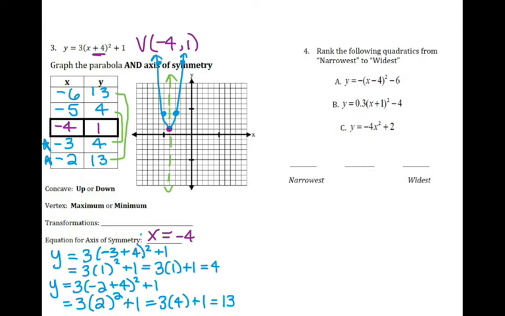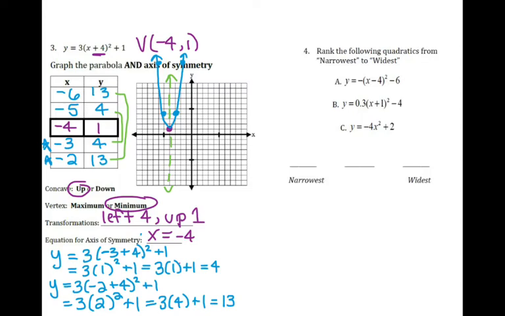I can see that it is opening up, which means my vertex is a minimum, and my transformations are to the left 4 and up 1. All right, number 4, rank the following quadratics from the narrowest to the widest.